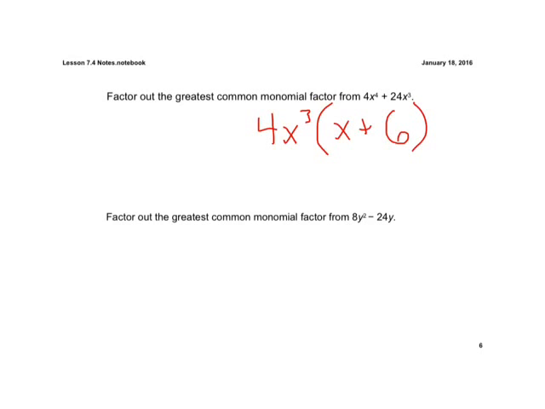Now, second one. We see that 8 goes into both numbers, both coefficients, so let's pull out an 8. And we have a y we can pull out, but we can't do a y squared because this one, the biggest, is a y. Now, what do we have left over if we divide out? We have a y left minus a 3. 3 times 8 is 24. And we can stop there.